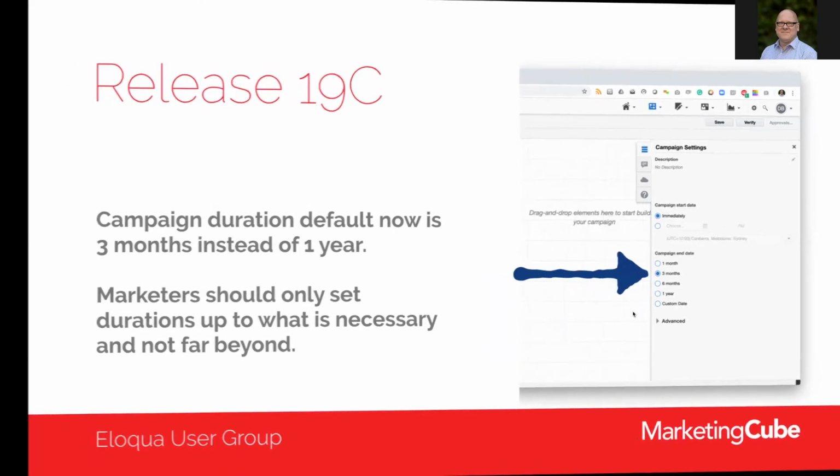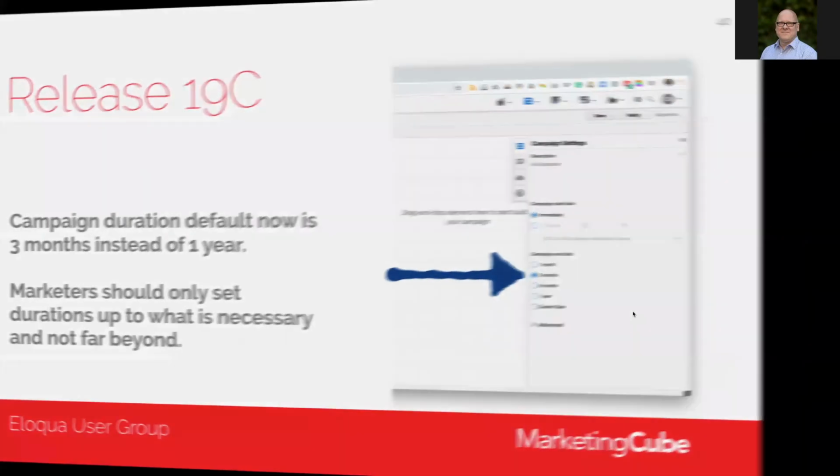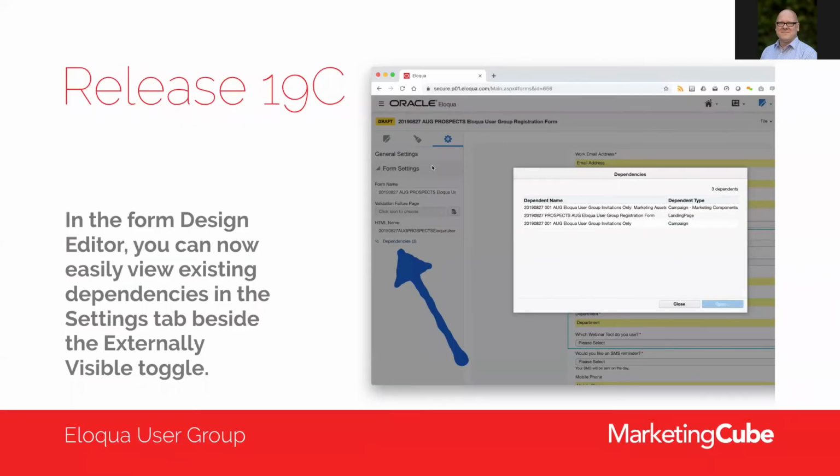Then the other thing that's happened that is just making life a little bit easier more than anything else and just saving some navigation. When you're in the form editor, you'll notice if you go to the settings area of the form that the dependencies link has been added here. Previously, you'd have to go up to the actions menu, select it, etc., in order for it to display.